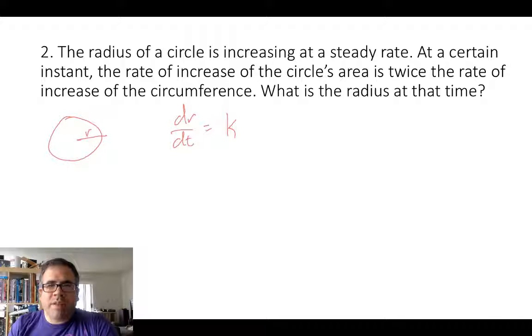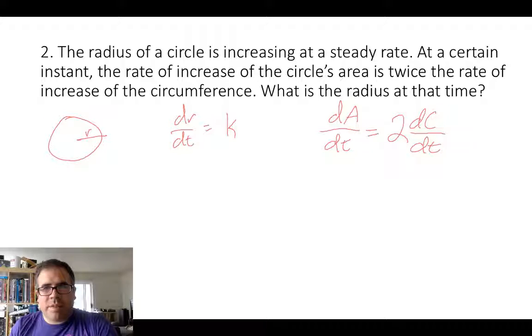The rate of increase of the circle's area, which we usually would say dA/dt, is twice the rate of increase of its circumference. Just reading it as is, writing it as is. So what is the radius at that time? Well, we have a couple things. We need something that ties them together, and that's the fact that we know the formula for the area of a circle. That's area equals pi r squared.